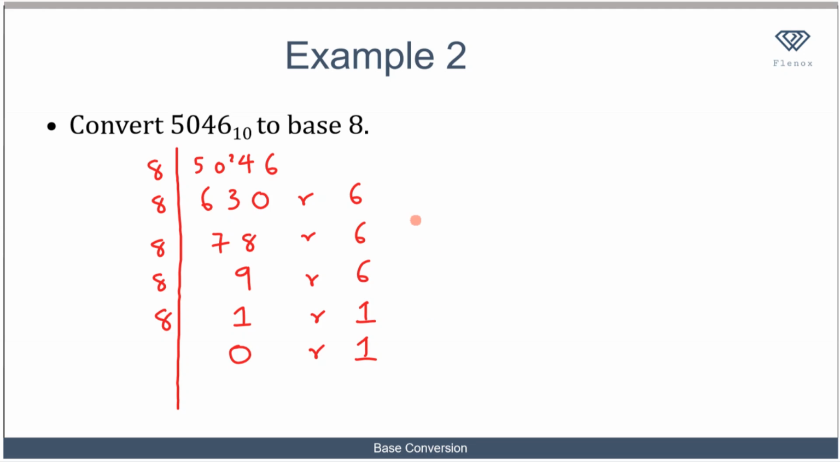Now what is step 2? Step 2 tells us to write the number out in reverse order. So I start from the bottom and I have 1, 1, 6, 6, 6 in base 8. So 5046 in base 10 is equal to 11666 in base 8. So that is all you need to know when converting from base 10 to base 8.